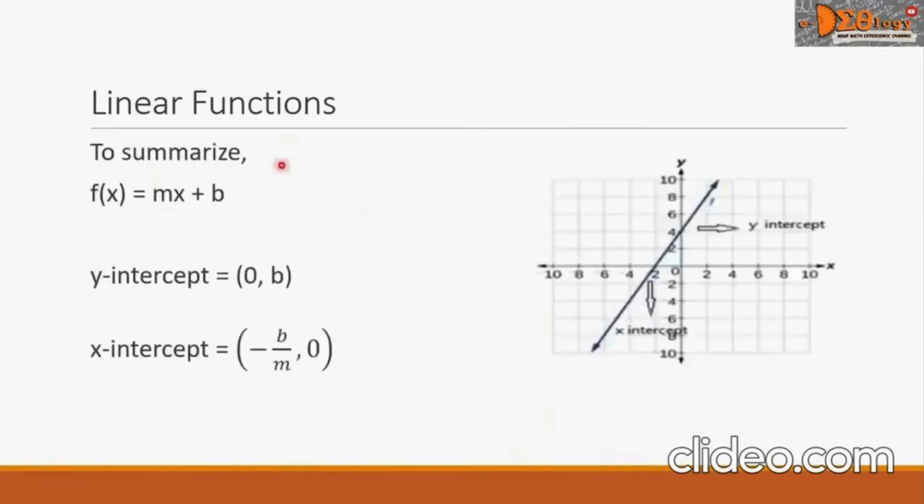To summarize, the general form of the linear functions is f of x equals mx plus b. For the y-intercept, we may write the ordered pair 0 and b. For the x-intercept, it has the ordered pair with x coordinate negative b over m. Take note, this b is the y-intercept over the m, which is the slope of the line. Then comma 0.